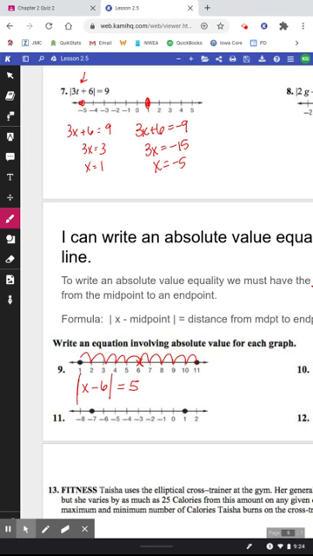On the second one, the halfway distance here between negative 7 and 1 is negative 3. So I have x minus negative 3 is equal to 1, 2, 3, 4. And again, the book is going to simplify that minus a negative into a plus. And so I have the absolute value of x plus 3 equals 4.